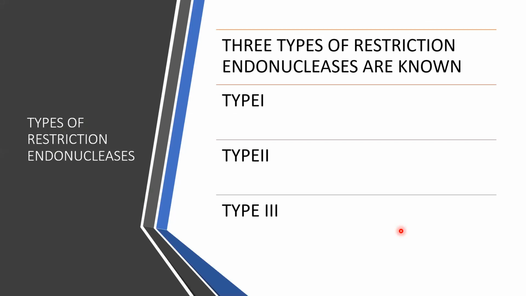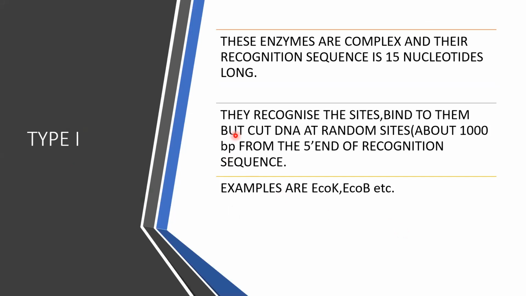These enzymes are very important for genetic engineering. Now, the type 1 enzyme is highly complex and its recognition sequence is made up of 15 nucleotide base pairs in length on the DNA molecule. So this enzyme can bind to the DNA molecule, but it will act on a random site for cutting the DNA molecule. That may be about 1,000 base pairs away from the 5 prime end of the recognition sequence. Important type 1 restriction enzymes are EcoK and EcoB.